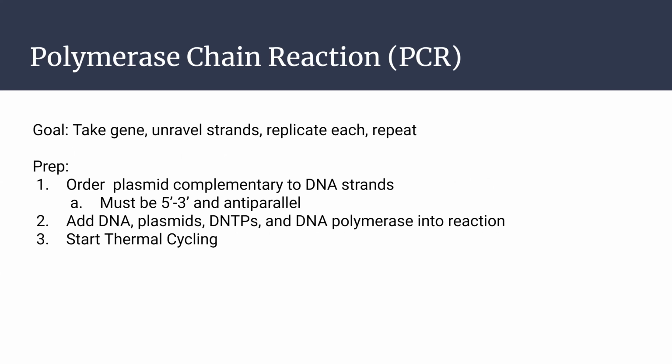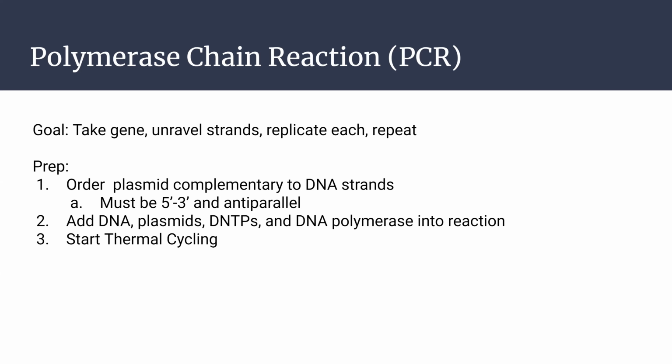And then to make copies, you're going to want to do a polymerase chain reaction, which is literally in the name. It's just a reaction that goes on and on, like it repeats itself. Basically, the goal here is you're going to take the gene, the DNA sequence that you want to test. Then you're going to unravel the two strands and throw in some primers to replicate each end, and then just repeat that process to make more and more copies exponentially, right? So you're going to go from 2 to 4 to 8 and so on.